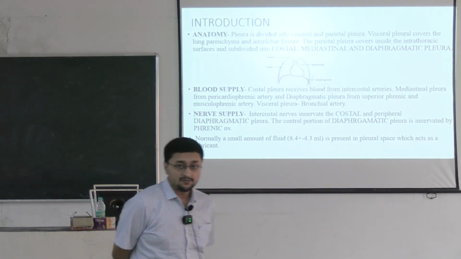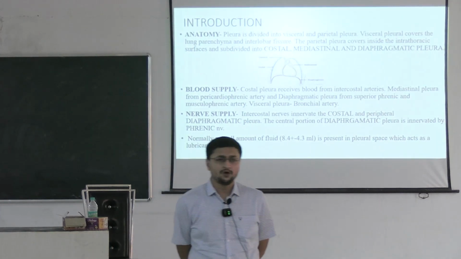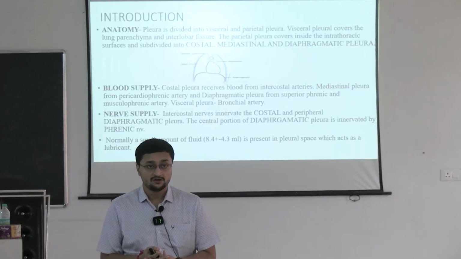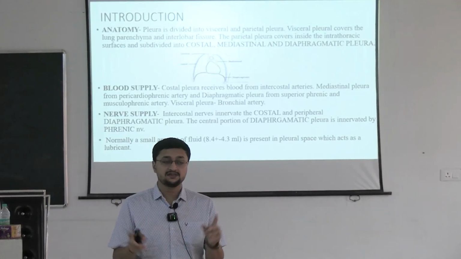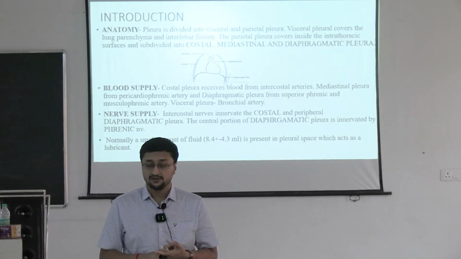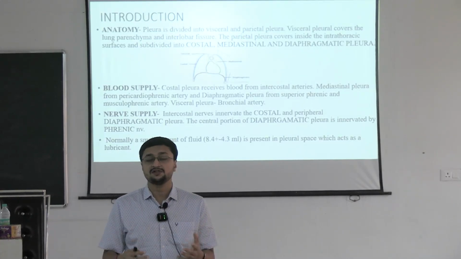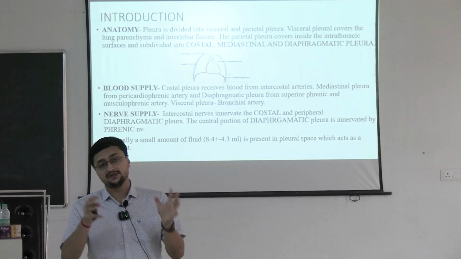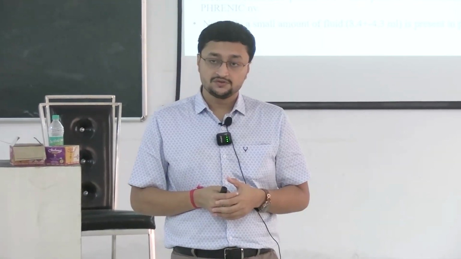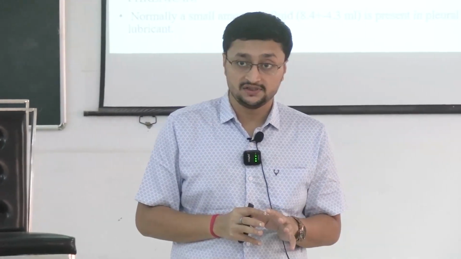Normally a very small amount of fluid, around 6 to 12 ml, accumulates between the two pleural layers, in what is called the pleural space. The action of the fluid is to lubricate the pleura. So this is the normal physiology.